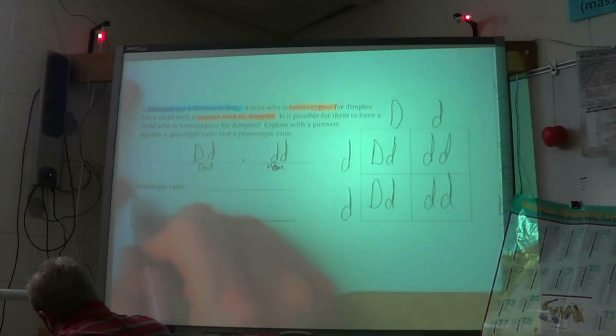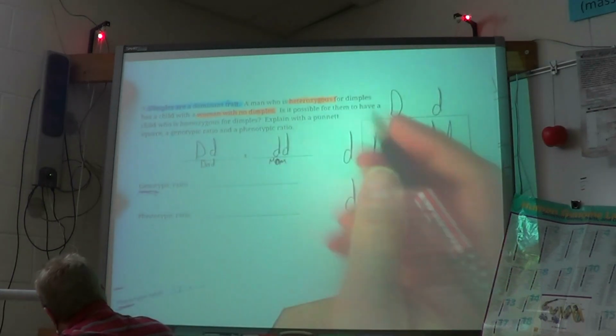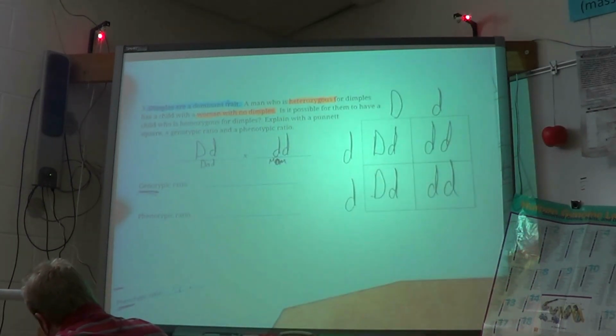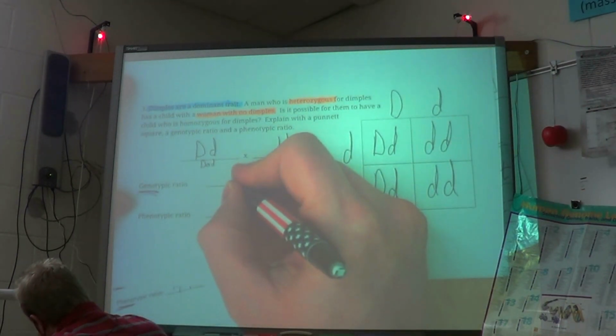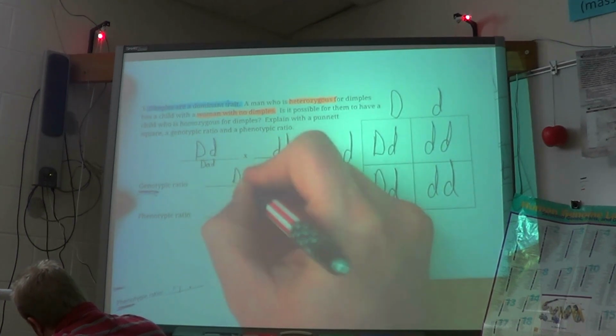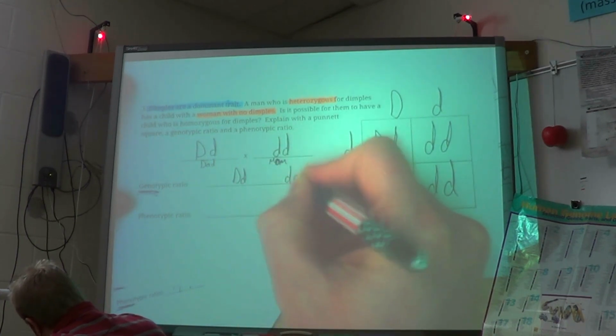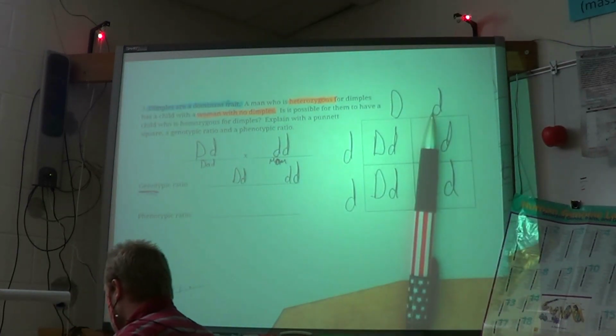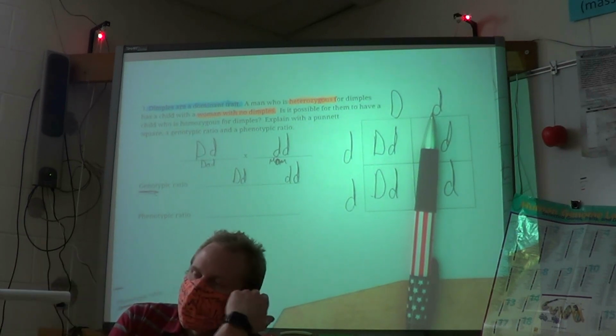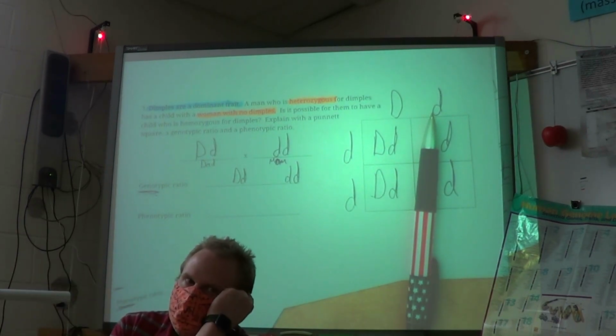Our genotype, is that the letters or how it physically looks? Letters. So what are all the possible letter combinations we can get? Big D, little d, and little d, little d. Those are the only two choices that we have for possible children. What if a child was big D, big D?